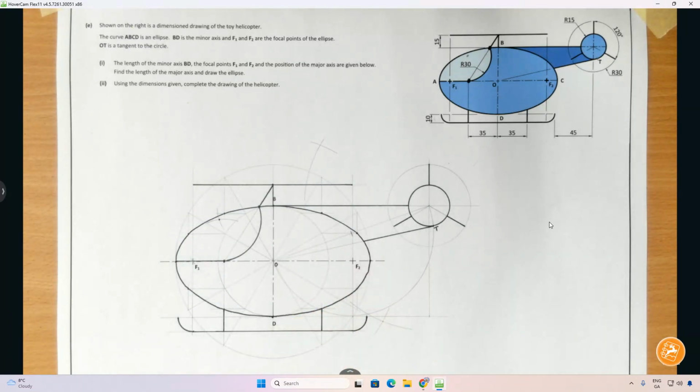So there you have it, guys. That there was the ellipse question from the 2024 graphics exam. Hope you found that helpful.